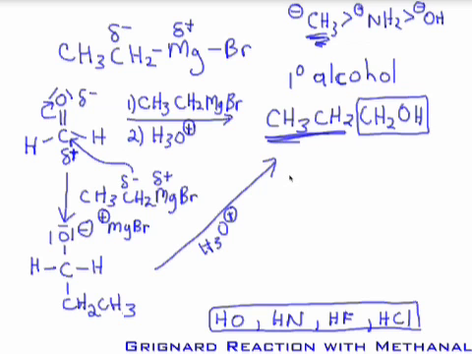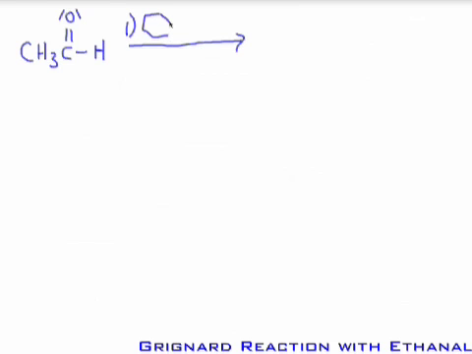Let's try with a different aldehyde. Let's try ethanal. What happens if I take ethanal and react it with a different Grignard? Let's use phenyl magnesium bromide. So we're going to hit it with phenyl magnesium bromide. I'll draw dots so you can see the carbons. There are 6 carbons. This is a benzene ring. Phenyl magnesium bromide in ether.